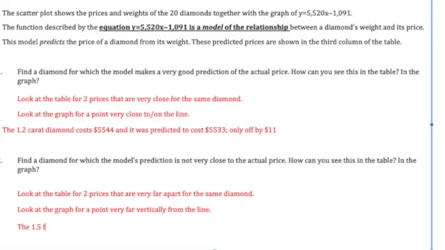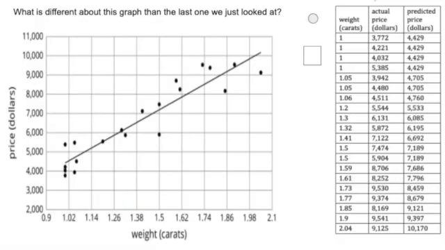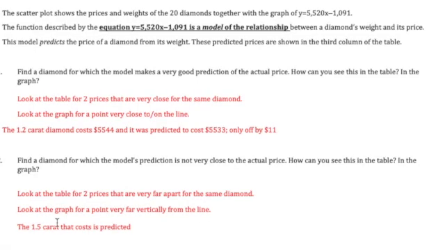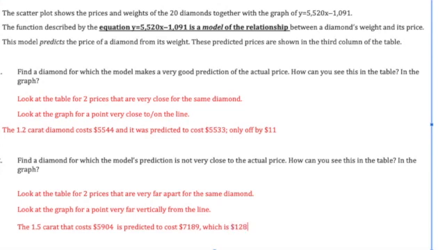So the 1.5 carat costs 5904 and is predicted to cost $71.89, which is $1,285 more. So it's predicted way more. That diamond was predicted to cost way more. It's really quite a bargain diamond, which who knows, for better or for worse. Who knows why it's a bargain?